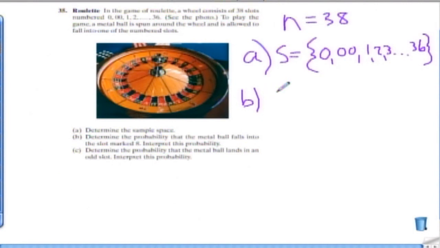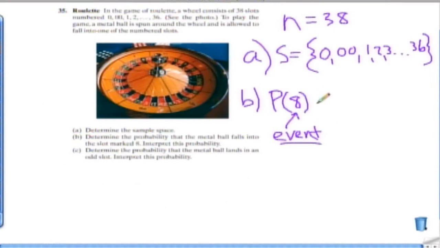If we want the probability that the ball falls into the slot marked 8, so note in probability notation, you write the event in the parentheses, not the calculation, the event, however you want to describe it. So you want the event that you get an 8. There's only one way that an 8 can occur over the 38 equally likely outcomes.